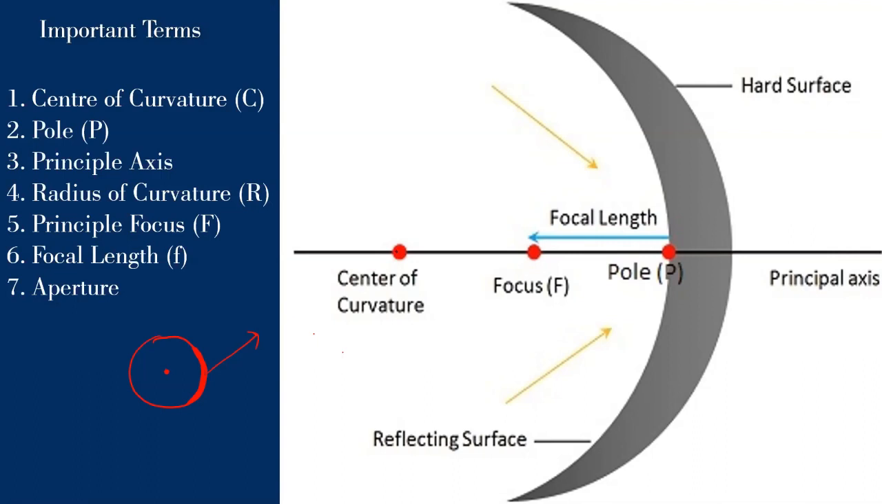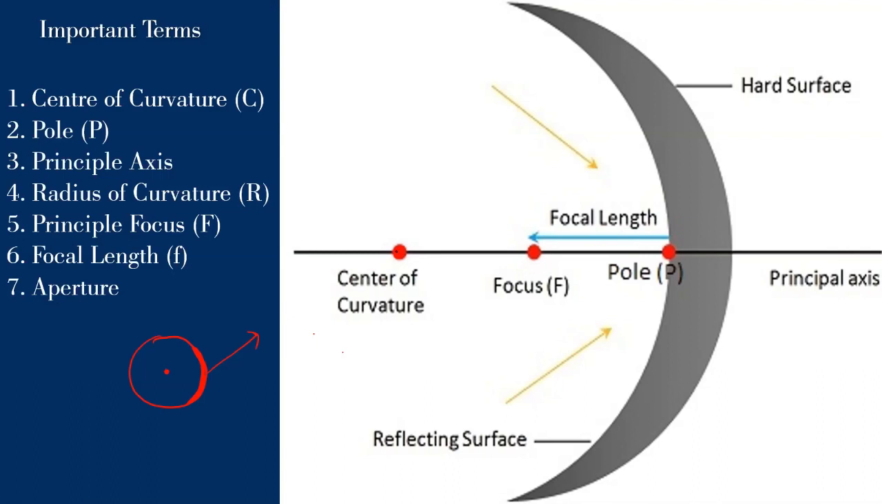Center of curvature is the center of the sphere of which the spherical mirror is part of. Again, I will repeat. What is center of curvature? Center of curvature is the center of the sphere of which the spherical mirror is part of. Okay, that is your center of curvature.